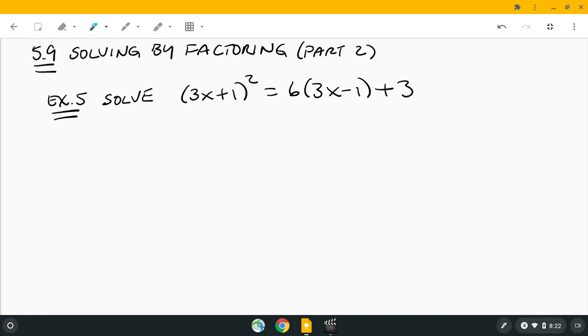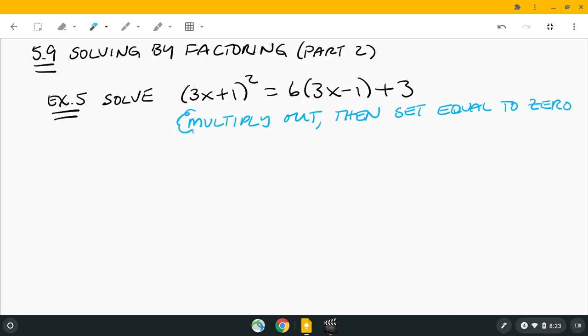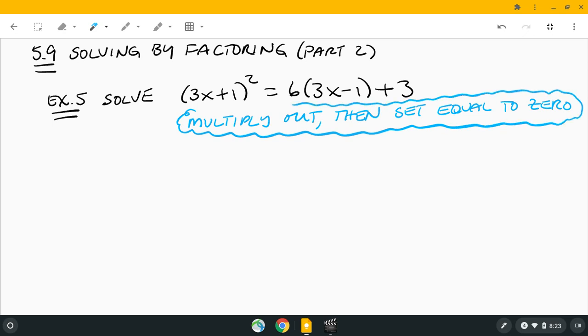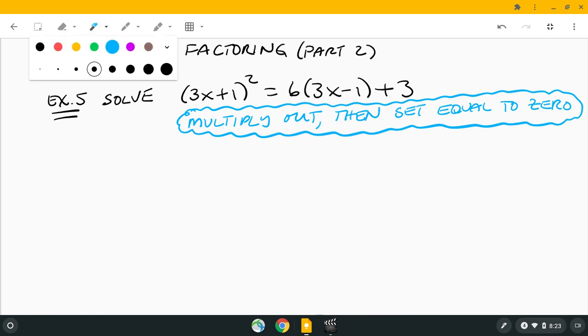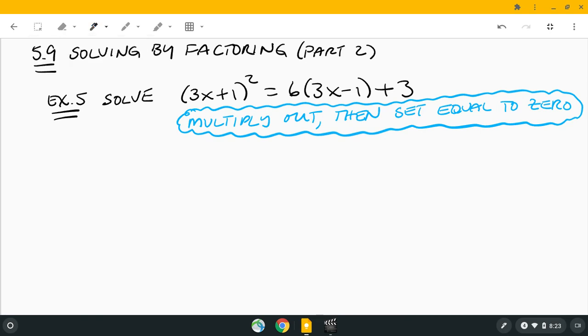Okay, so multiply out. Okay, and then set it equal to 0. Set equal to 0. And then it'll be back to the more simpler type of problem. Okay, but here you do have to do the multiplication. All right, so hopefully you remember how to multiply this quickly.